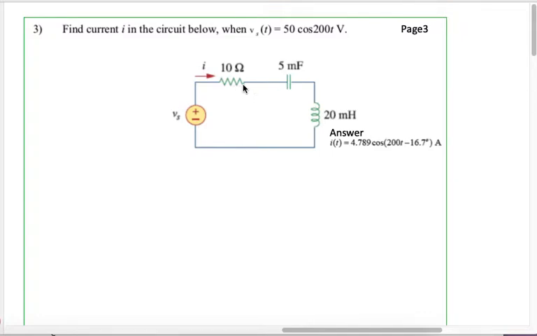schematic not only has resistors, but there are also other components, other types of loads. This is one capacitor, and the unit of capacitor is farad, and another one here is an inductor, and the unit of inductor is H, or we call it Henry. 20 millihenry of inductor, and also one capacitor with a value of 5 millifarad.